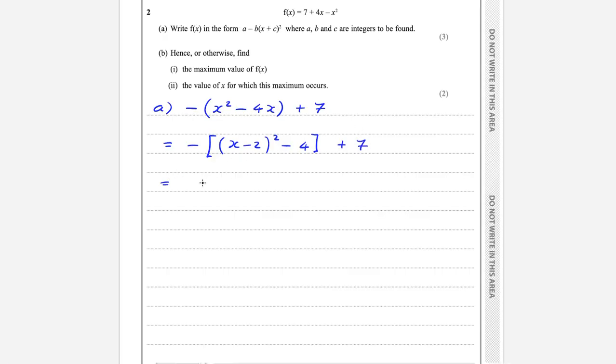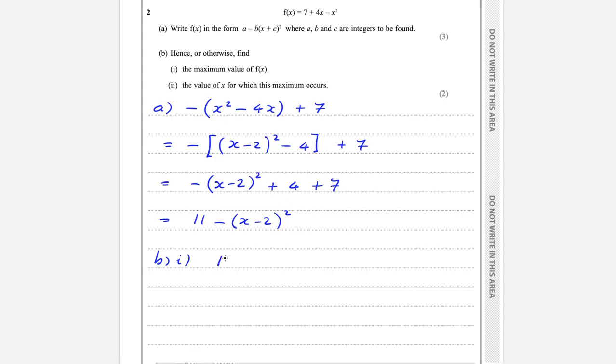This becomes minus x minus 2 squared plus 4, minus minus is plus, and then plus 7, and then this equals just 11, that's the 11, and then minus x minus 2 squared. Okay, part b, i. Hence or otherwise find the maximum value of f of x. Okay, so the whole point, guys, of completing the square is you find the maximum. So the maximum is just this 11, because it's when this bit is 0.